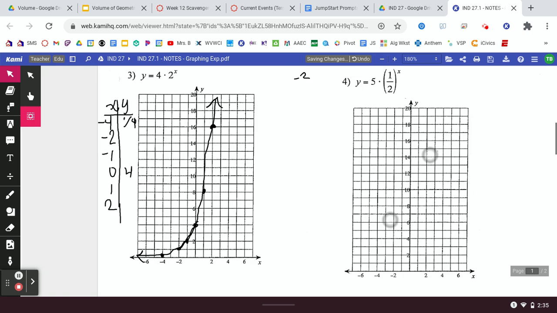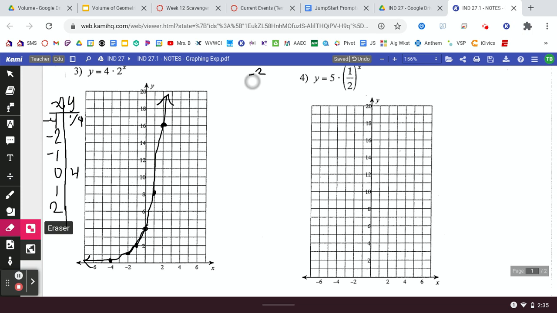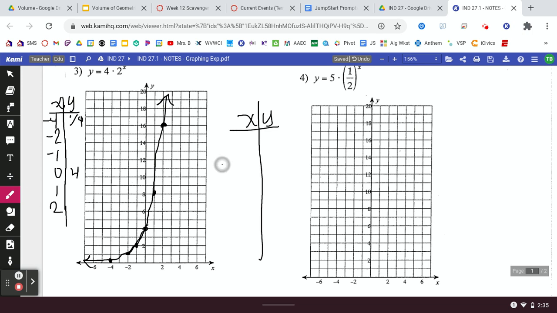All right, last one. Again, not harder, just a little more time consuming because the equation is a little bit more intricate, okay? So I start off with my x, y and negative 2, negative 1, 0, 1, and 2. Leave room for top and bottom in case I need it. All right, so I've got 5 times 1/2 raised to the negative 2. That's my first one. It's y equals 5 times 1/2 raised to the x. My first x is negative 2.